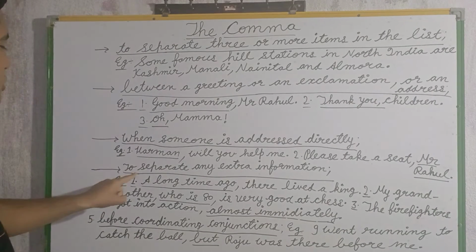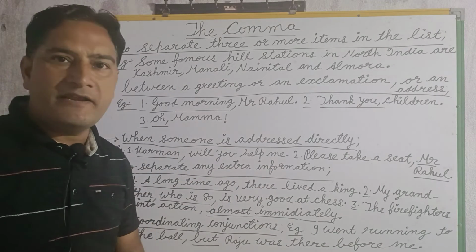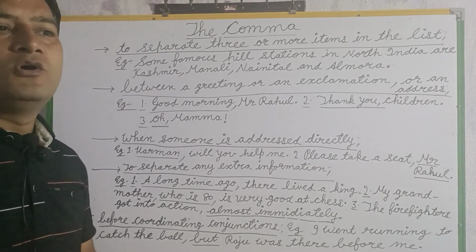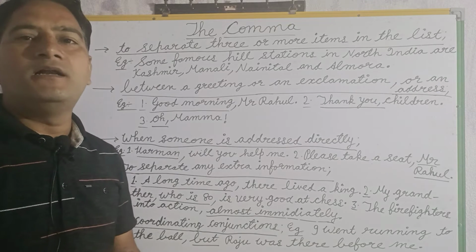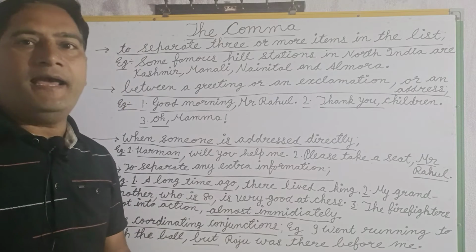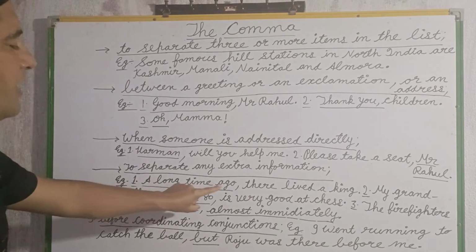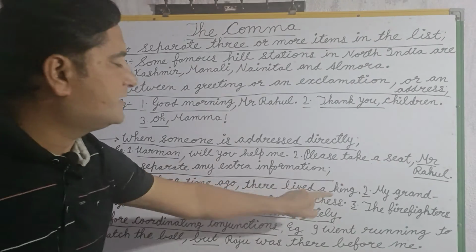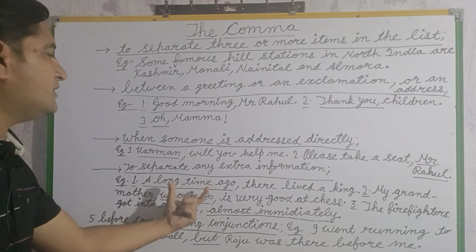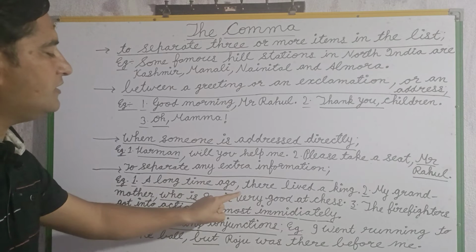So the next is to separate any extra information. To separate any extra information, we use a comma. And we can use a comma to separate information in the beginning, in the middle and in the end. How? Let's see. A long time ago, there lived a king. So 'a long time ago' is extra information about the sentence, so we can separate the information by using a comma.